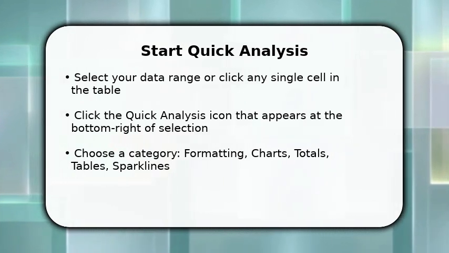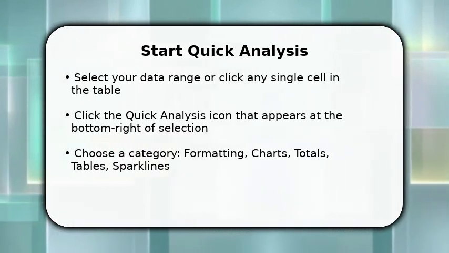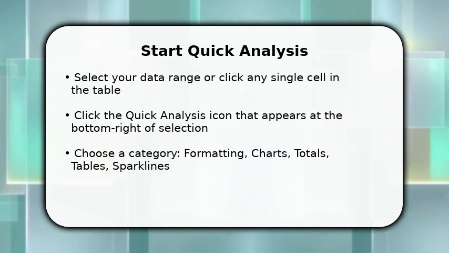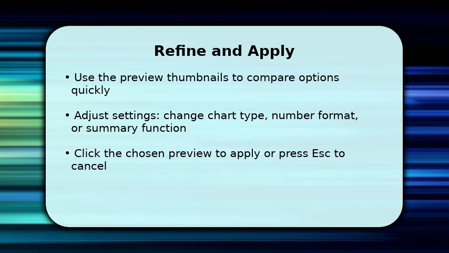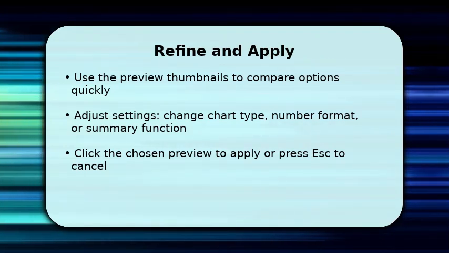Use the arrow keys or mouse to scan previews and decide which visual or calculation will best summarize your dataset. After opening Quick Analysis, preview different choices. Hovering shows live previews directly in the sheet so you can compare outcomes without committing.